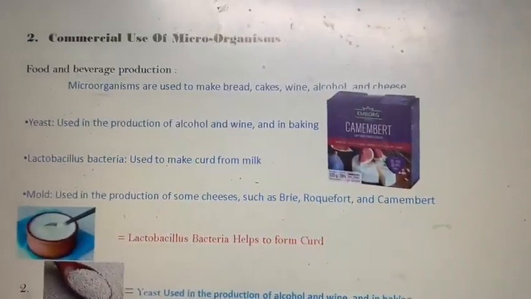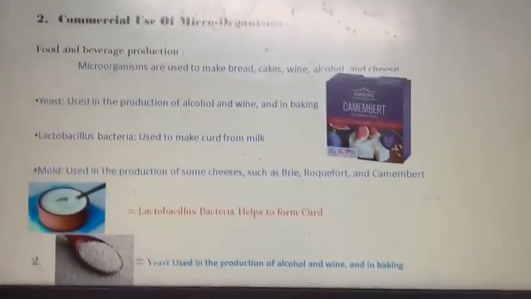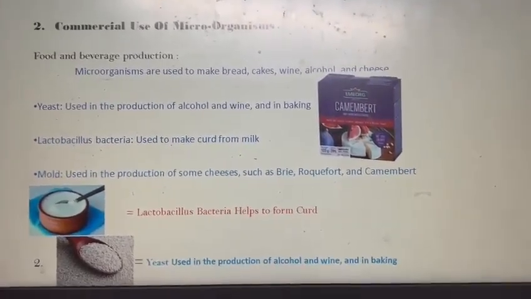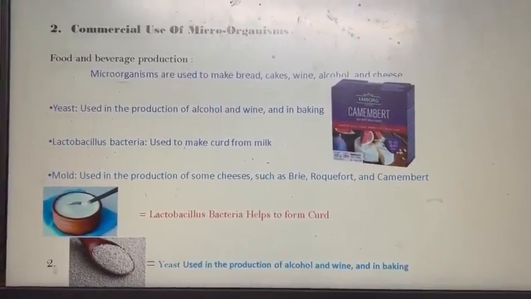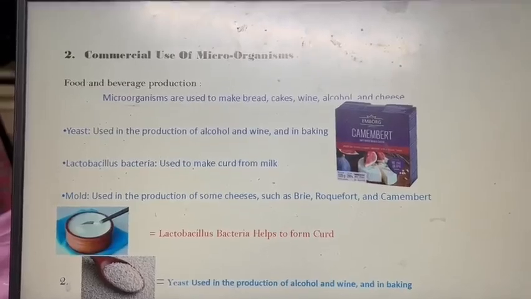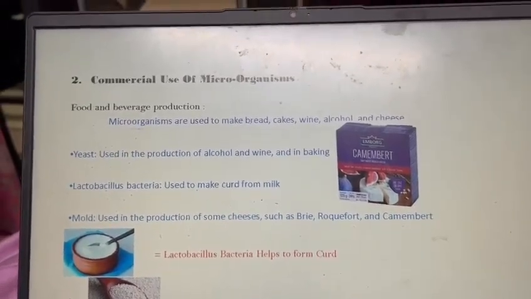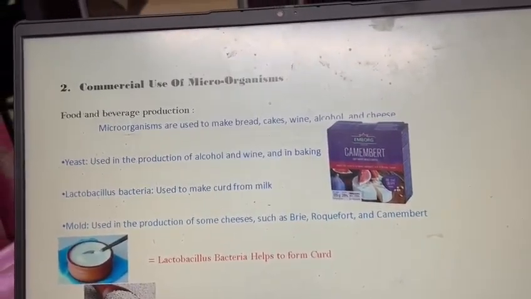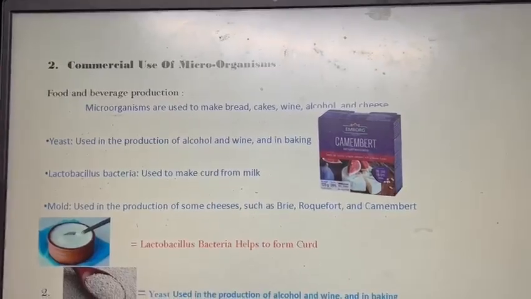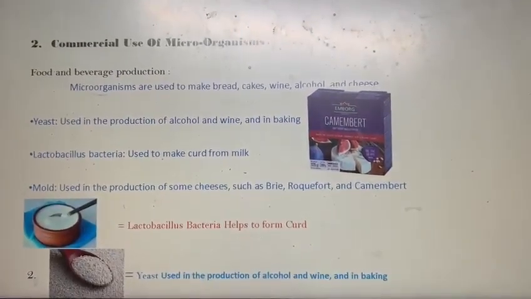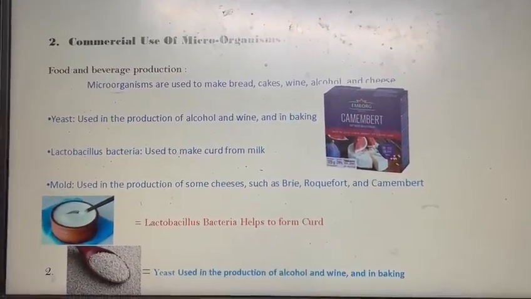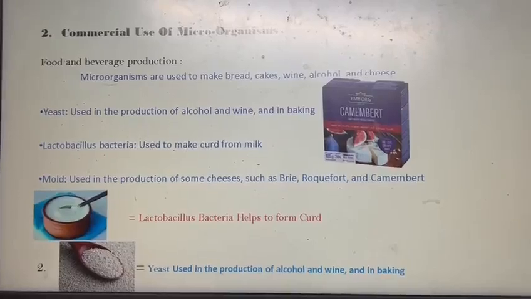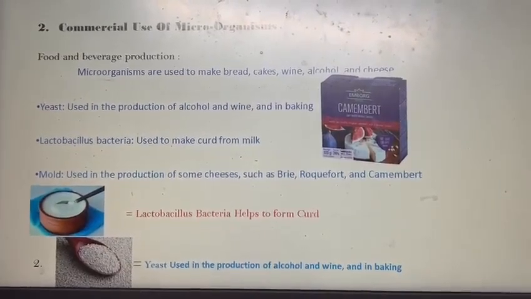Next, what is the commercial use of microorganisms? Commercial use of microorganisms: food and beverage production. Microorganisms are used to make bread, wine, alcohol and cheese. Yeast is used in the production of alcohol, wine and in baking. Lactobacillus bacteria are used to make curd from milk. Next, mold is used in the production of some cheeses such as Brie, Roquefort and Camembert.